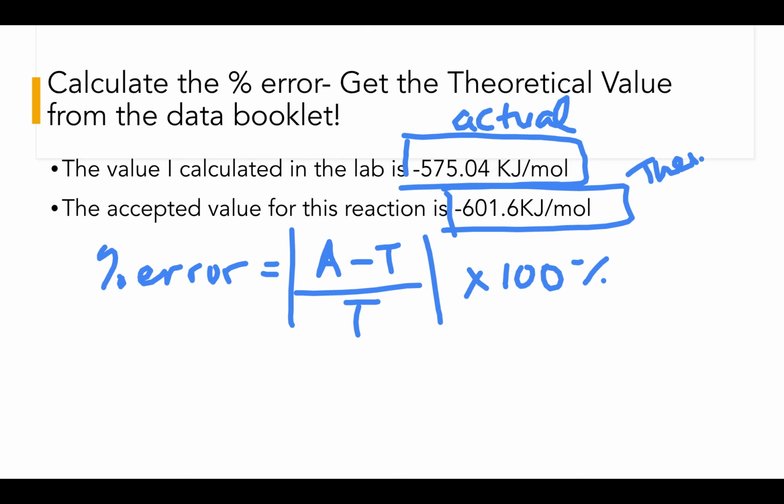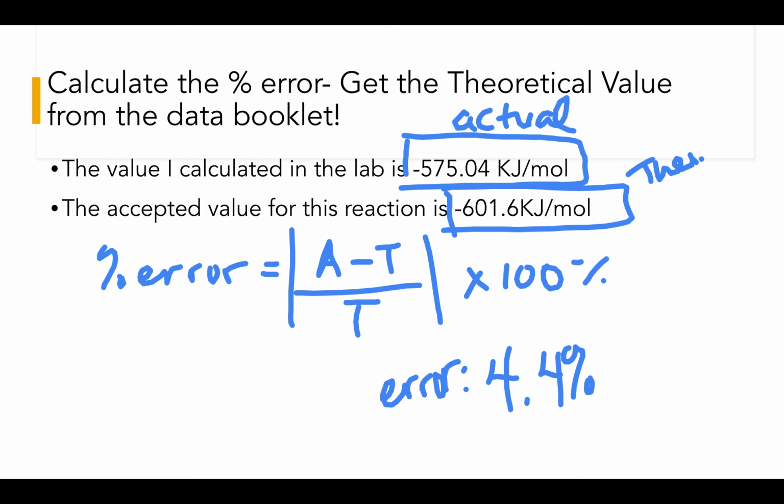So I have 5.04 subtract my negative 601.6, and I want to, oh, what did I do wrong here? Actual, sorry. Divided by theoretical, and then times it by 100. So I am getting a 4.4% error, which is pretty good.